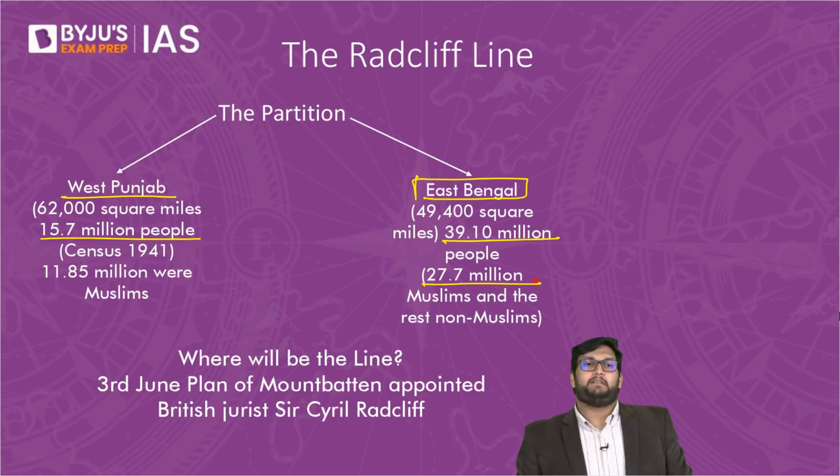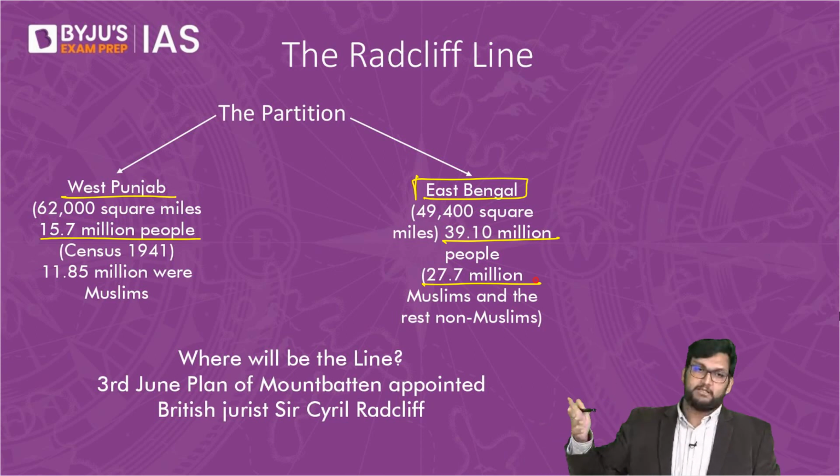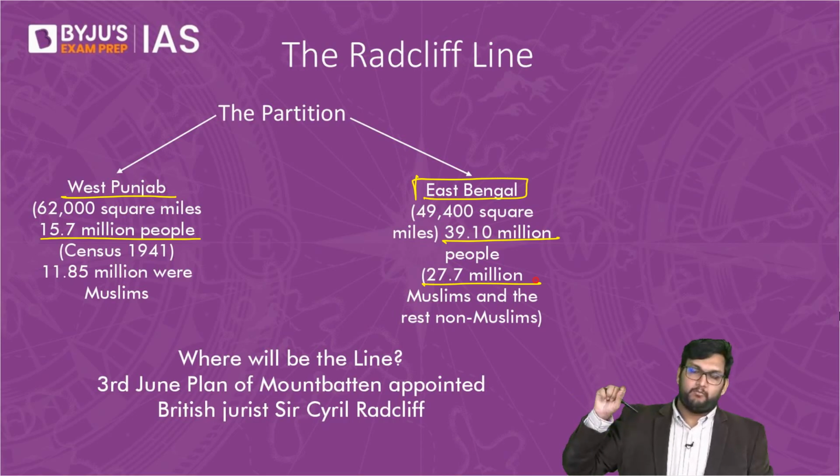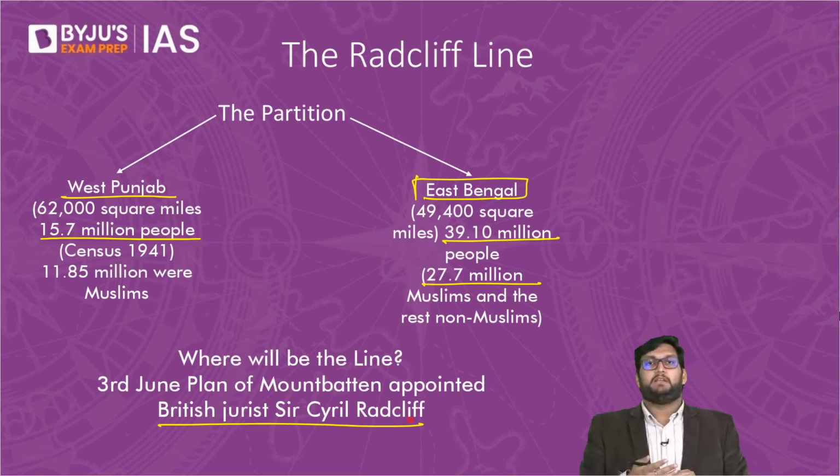And this is the reason why the Radcliffe Line, or the division of Pakistan, was technically done in these two provinces, West Punjab and East Bengal. And the 3rd June plan, which was announced along with the Indian Independence Act, technically that was what the Radcliffe Line was about. So it was decided that Sir Cyril Radcliffe, a jurist, a judge, is going to come to India and he will technically divide these two provinces.